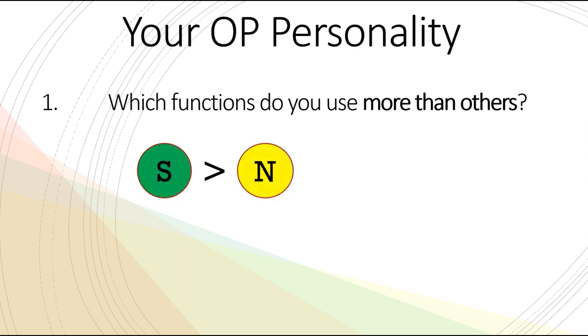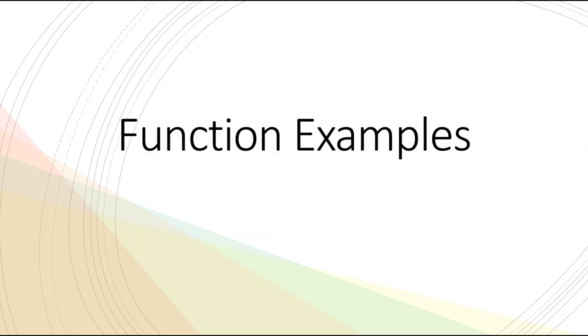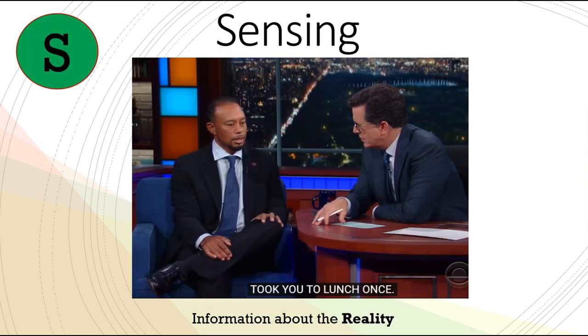So if you use sensing and are more focused on observable reality than abstraction, then you are a sensing personality type. If you're using feelings more than you're using reasons to guide your decisions, then you're a feeling type. Let's look at some examples so you know what I'm talking about. Here's Tiger Woods, who's doing sensing talk. So he's talking about specific events in physical reality.